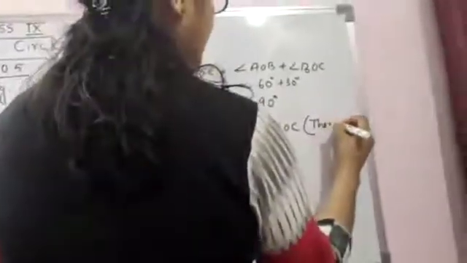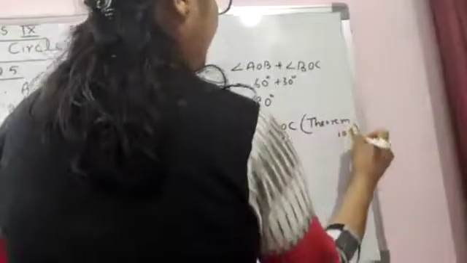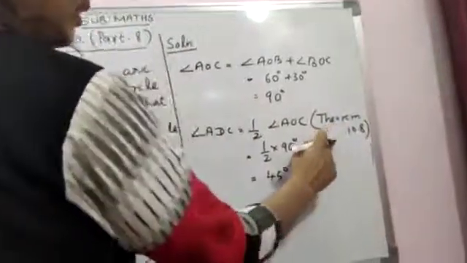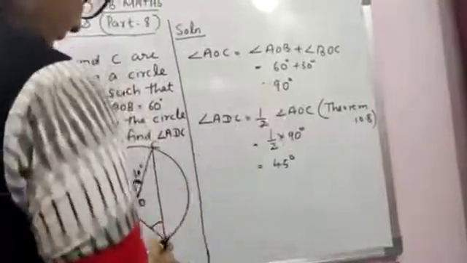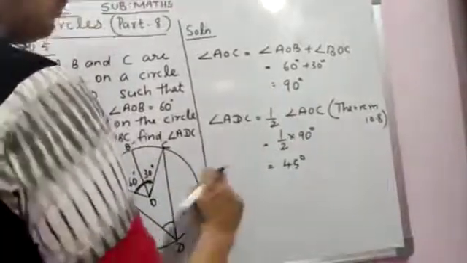Here you have to write the theorem 10.8. That is, the angle subtended by an arc at the center is double the angle subtended by the same arc at any point on the remaining part of the circle.